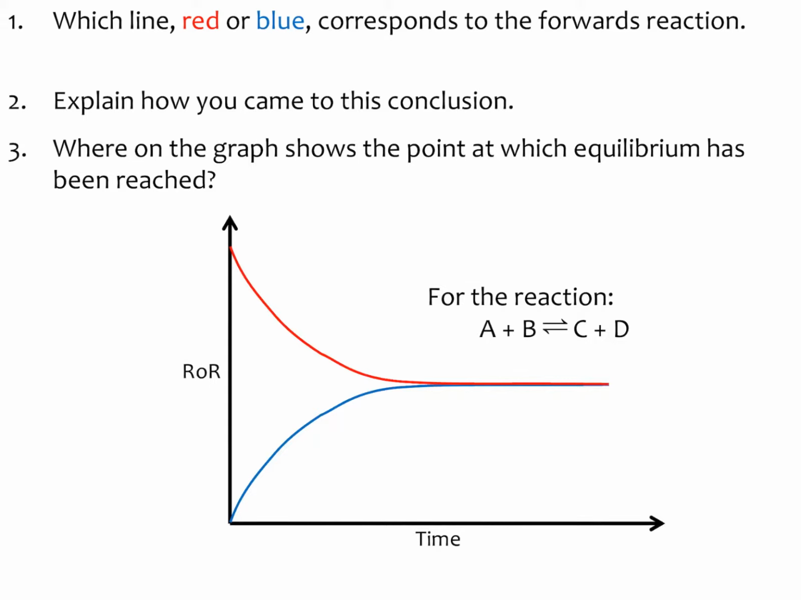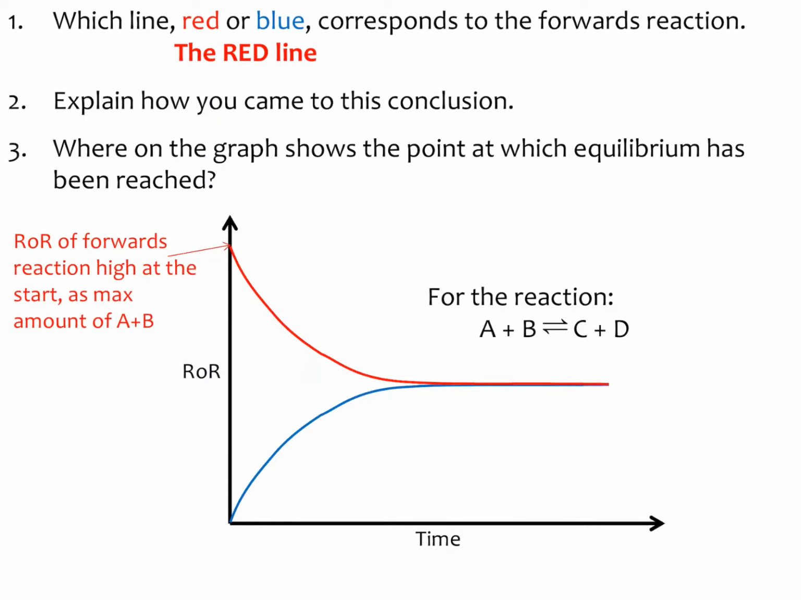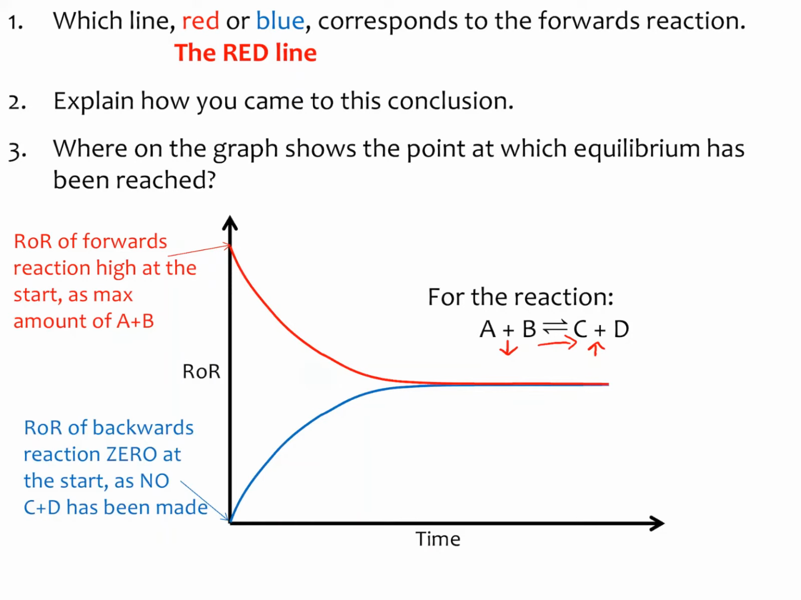Now to go through the answers, the line that corresponds to the forwards reaction is the red line. And the reason for that is that the rate of the forwards reaction would always be very high at the start, as you have the maximum amount of your reactants, in this case A and B. And we know that high rate of reaction is caused by high concentration. Now as the reaction progresses, A and B turn into C and D. So A and B will go down and C and D will increase. So the blue line shows that we have the backwards reaction, because that will be 0 at the start, as at the very beginning there will be no C and D, so there's no rate of reaction.